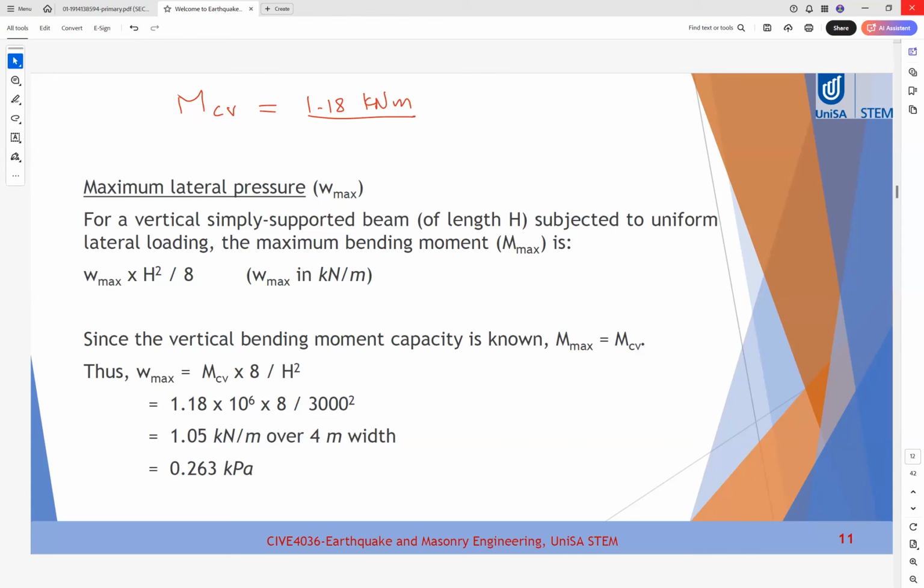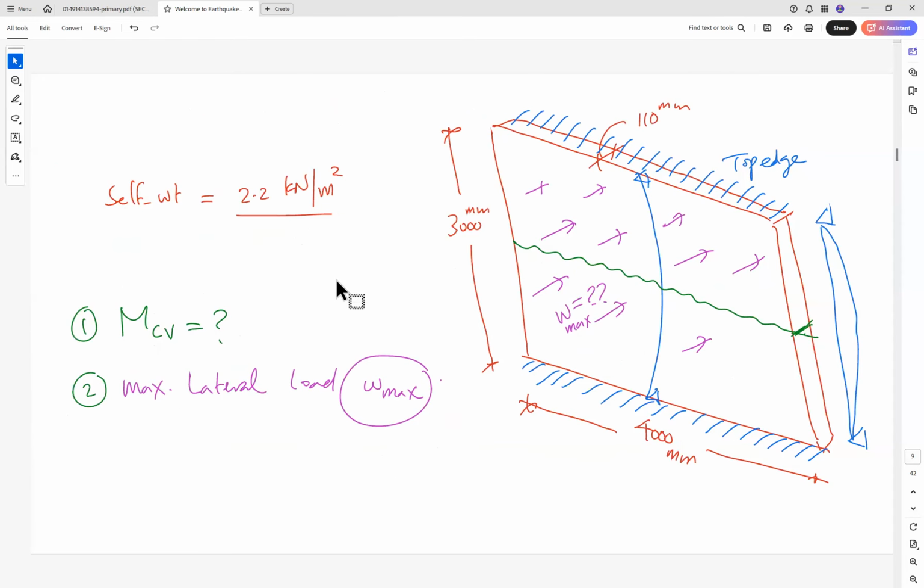Okay, so this was our first requirement. What was our second requirement? Our second requirement was how much is the maximum load that can be applied to the wall. So how can we do that? We will do that reversely using MCV. So the idea is after we got MCV 1.18 kilonewton meter, we need to find the maximum load capacity.